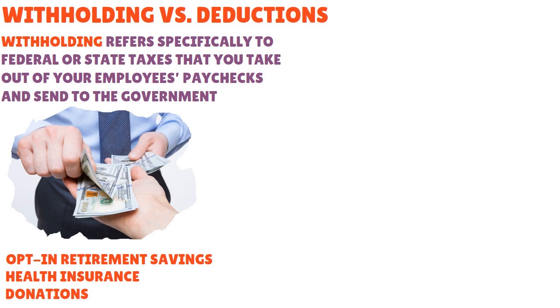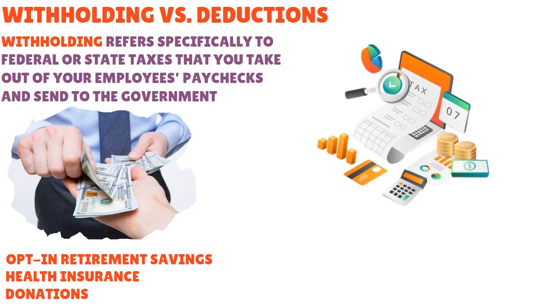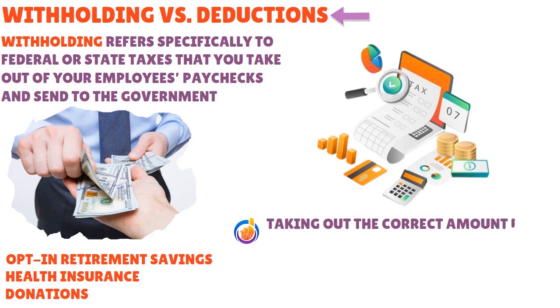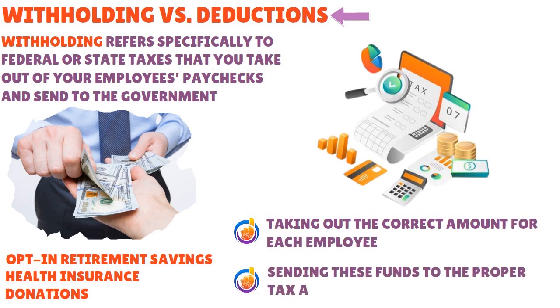So there are also some involuntary deductions, like when wages are garnished to pay back taxes or child support, and some deductions are pre-tax, meaning they reduce gross wages for tax calculations. Others are taken after taxes have been withheld. Don't worry if this is confusing. We'll actually take a closer look at specific deductions pretty soon. So withholdings and deductions have two crucial elements in common: taking out the correct amount for each employee and then sending these funds to the proper tax agency or service provider.